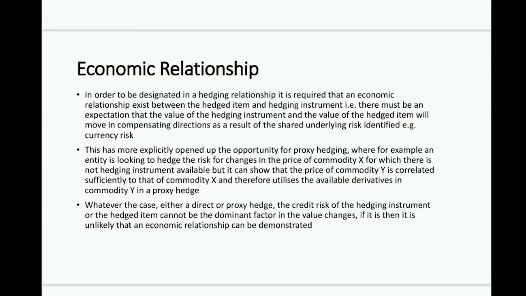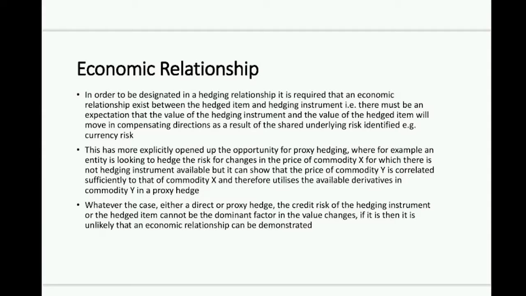But this is an example of where you don't have to use the exact item that replicates the underlying risk in order to show that there's an economic relationship. So it opens up the potential relationships that you can designate as hedging relationships in terms of this new standard. However, it's important that you can't just choose random relationships because it's unlikely that you'll be able to show that they're likely to be effective.